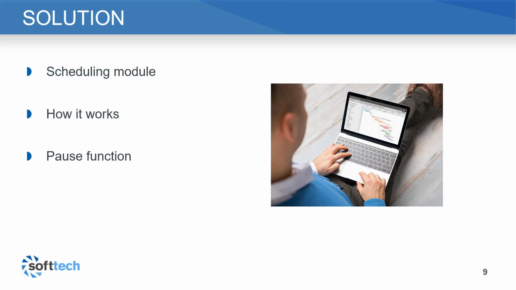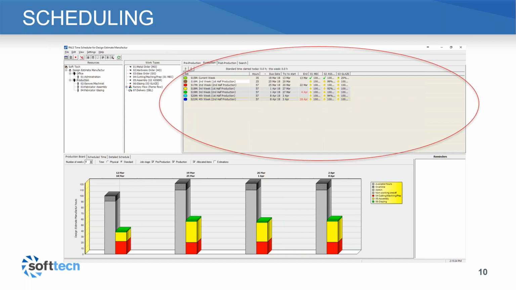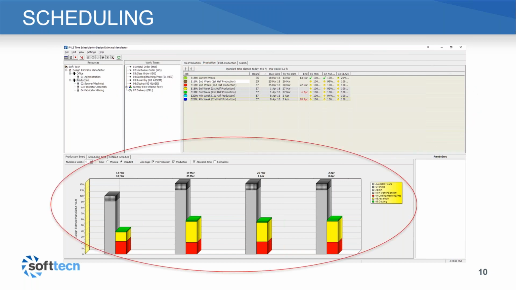Now, the way it works, we've got an interface here, and what we have is our workers on the left. We've got our work types, so this is customized to your factory. These are the processes or cells or assembly line tasks that you have in your factory. Here we've got the list of quotes or the jobs that are in production. And now we've got our production board. So we've got hours available to hours committed, and the colours are determined on the work type that we've set for your factory.